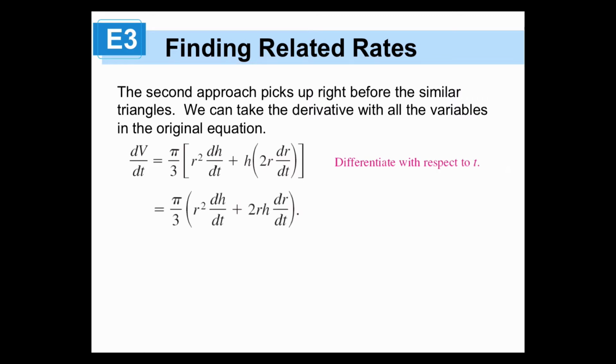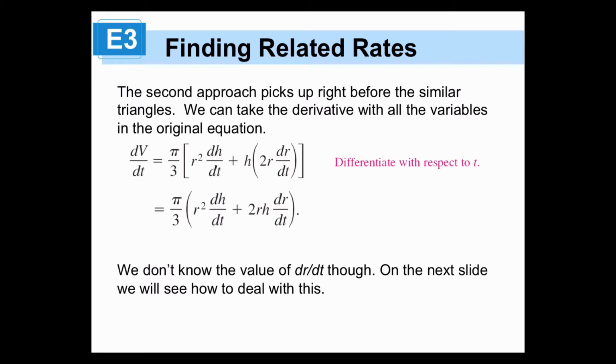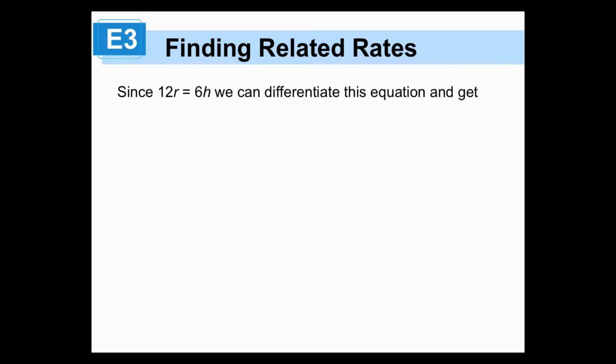Then I just clean that up. And then the problem is we don't know dr/dt. So now you've got to do another equation. You have to go through and figure out what dr/dt is. That came from the similar triangles. 12r equals 6h when you cross multiply. Take the derivative of both sides and we get to that.